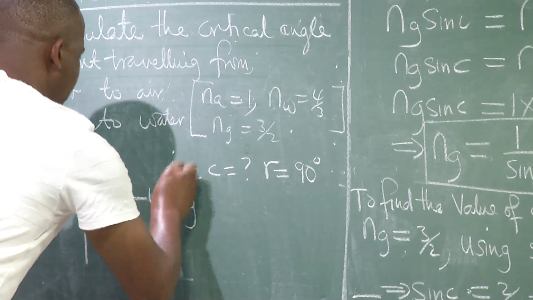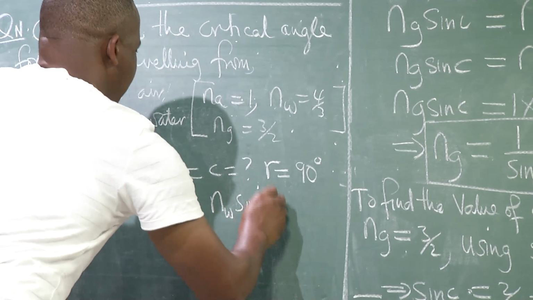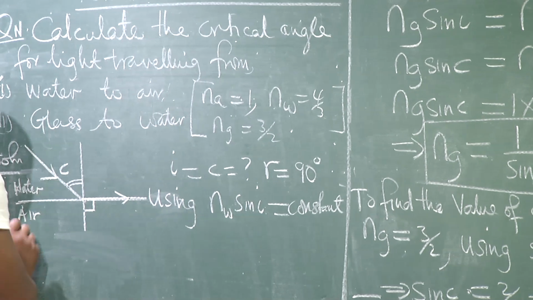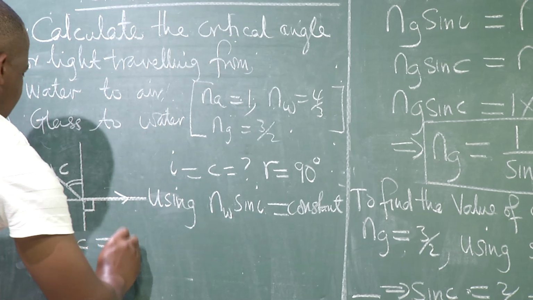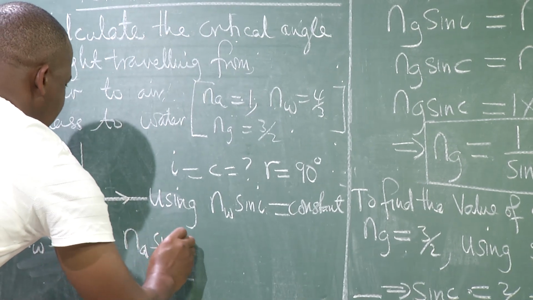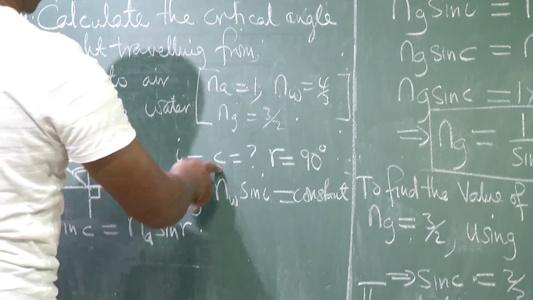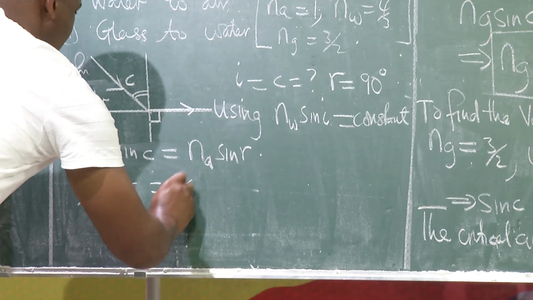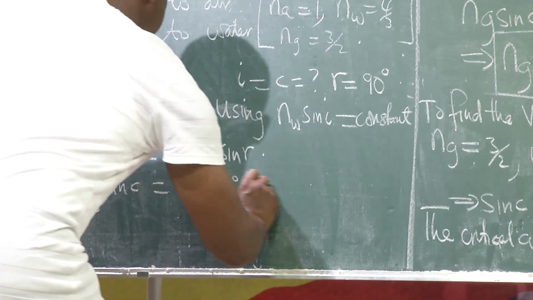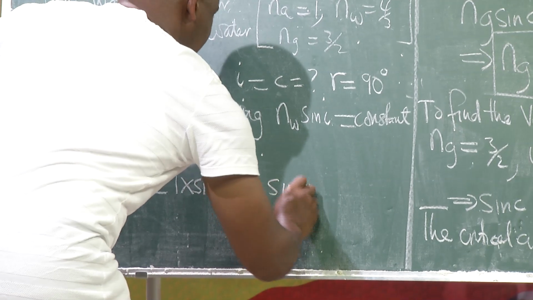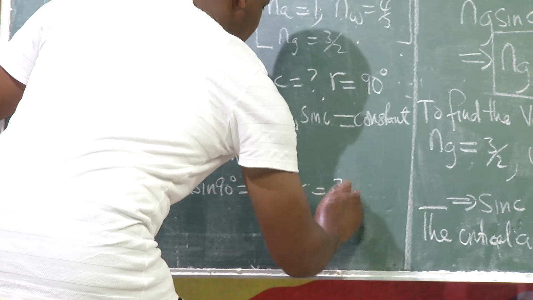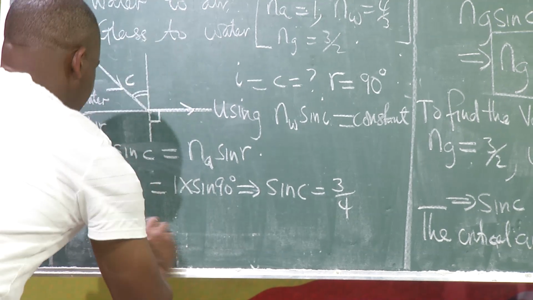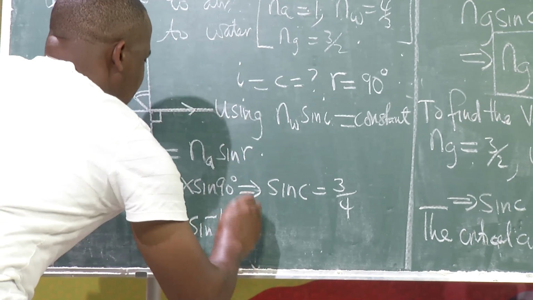So using Snell's law, that the refractive index of water times the sine of I is constant, it implies that the refractive index of water times the sine of C should be equal to the refractive index of air times the sine of R. If I substitute, 4 out of 3 times sine C should be equal to 1 times sine 90. And if we proceed, our sine of C will be equal to 3 out of 4, since 1 times sine 90 is still 1. So we shall cross multiply, and we get our C as the arcsine, or sine inverse, of 0.75.